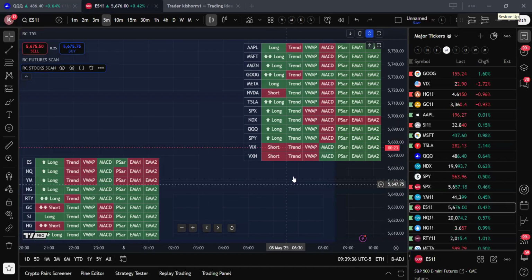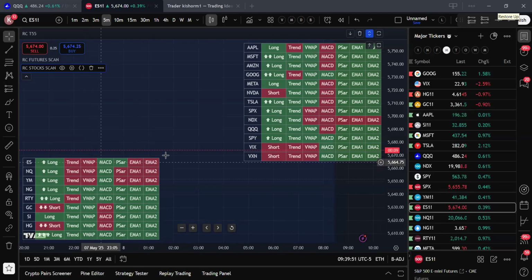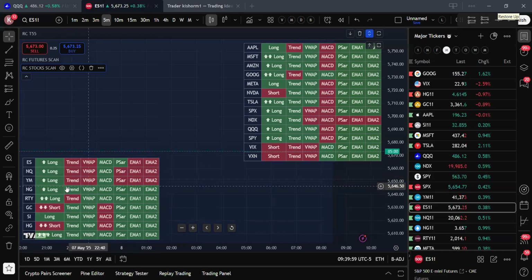We also have scanners which will show the overall status. For example, these are the futures. It is telling that ES is above the white line, but the trend, the EMAs are looking negative. NQ is also above the white line, above the magnetic area. But still the trend, VWAP, these are negative.